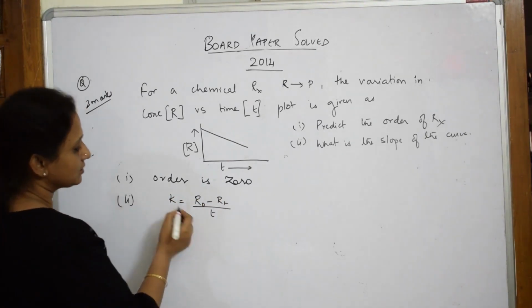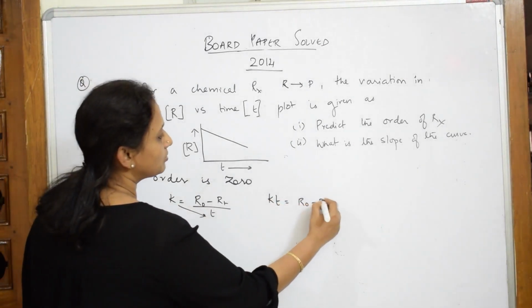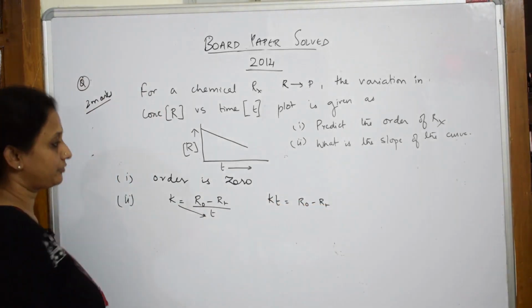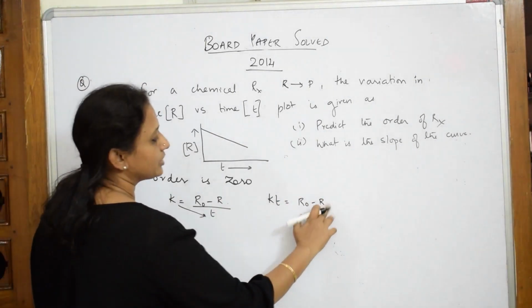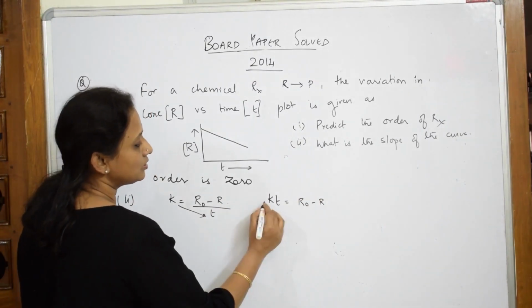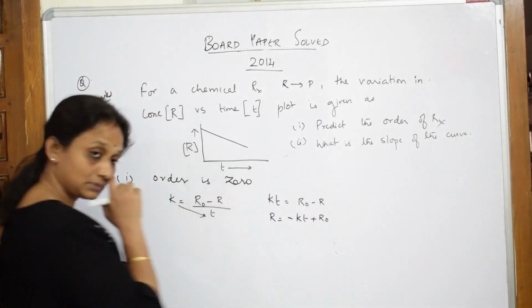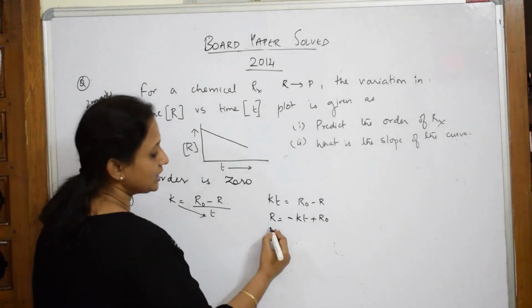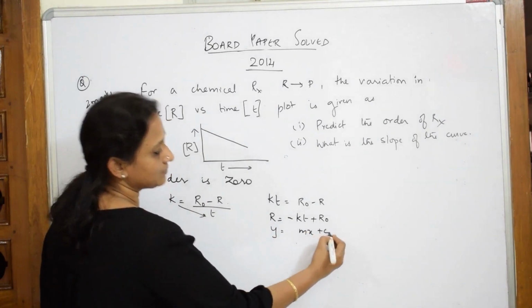Now let us see. Just cross multiply. kt is equal to R naught minus R. Fine. Now, if you don't know R, also not a problem. Okay, we're getting confused. Get this R on this side. R is equal to, plus becomes minus, so minus kt plus R naught. Right, now how is this looking? y is equal to mx plus c.